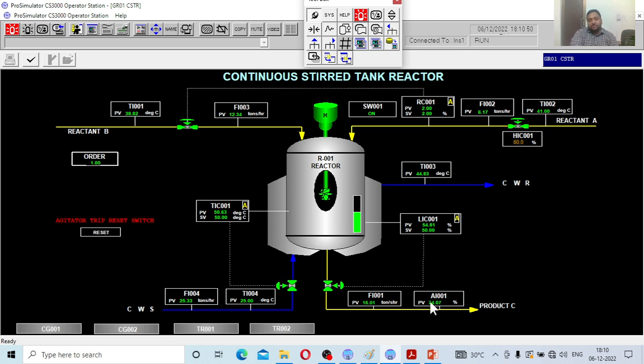What happens to my conversion? You can see initially the conversion seems to be rising because you can see the level. So the level has been raised.